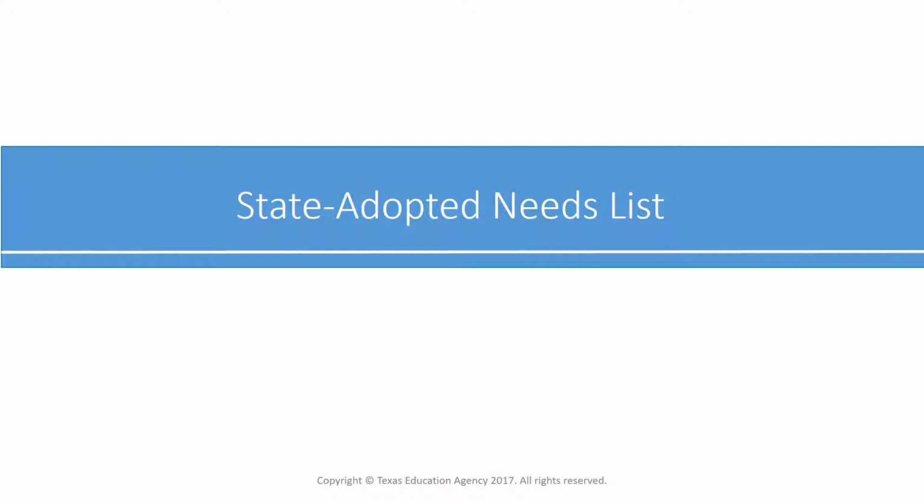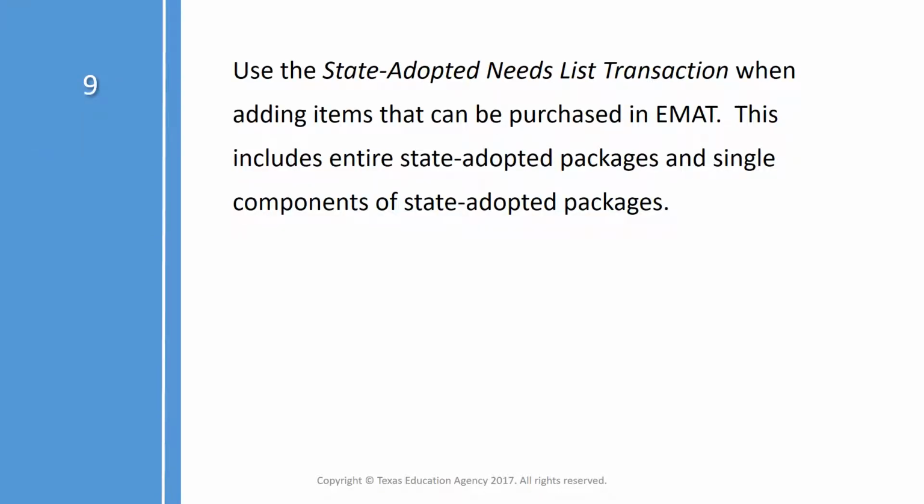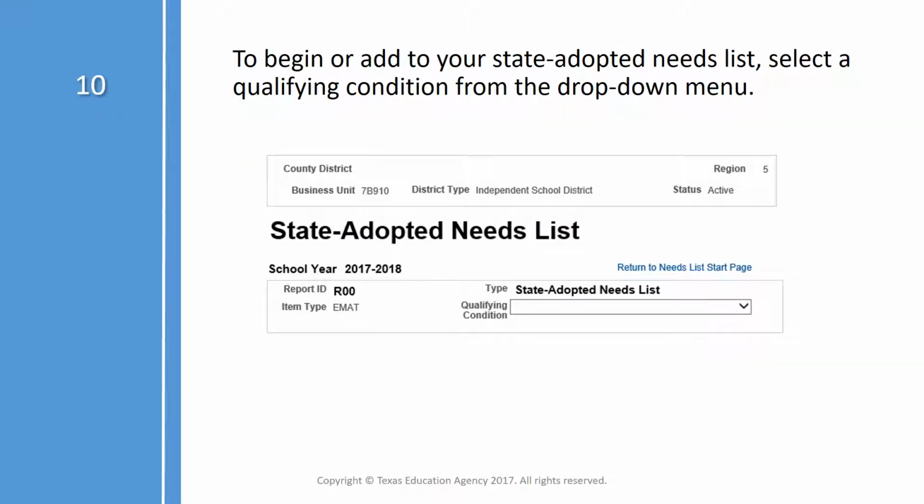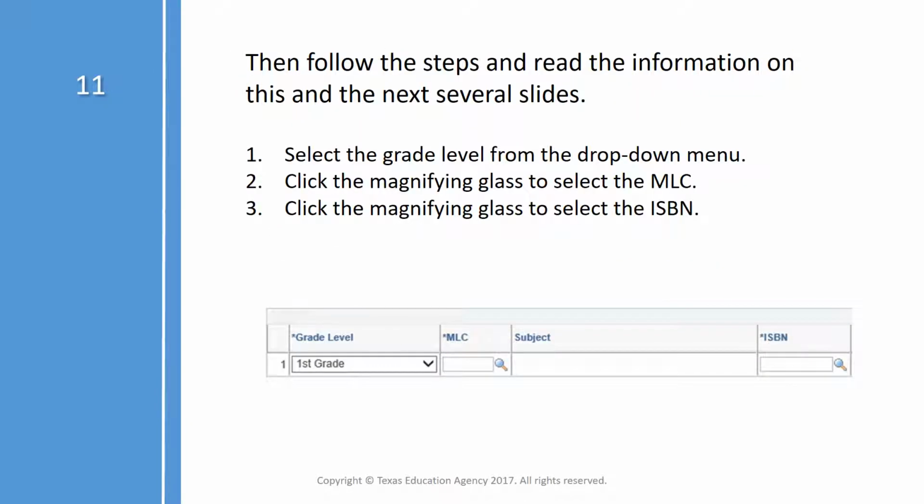State Adopted Needs List. Use the State Adopted Needs List transaction when adding items that can be purchased in EMAT. This includes entire state adopted packages and single components of state adopted packages. To begin or add to your state adopted needs list, select a qualifying condition from the drop-down menu. Then follow the steps and read the information on this and the next several slides.